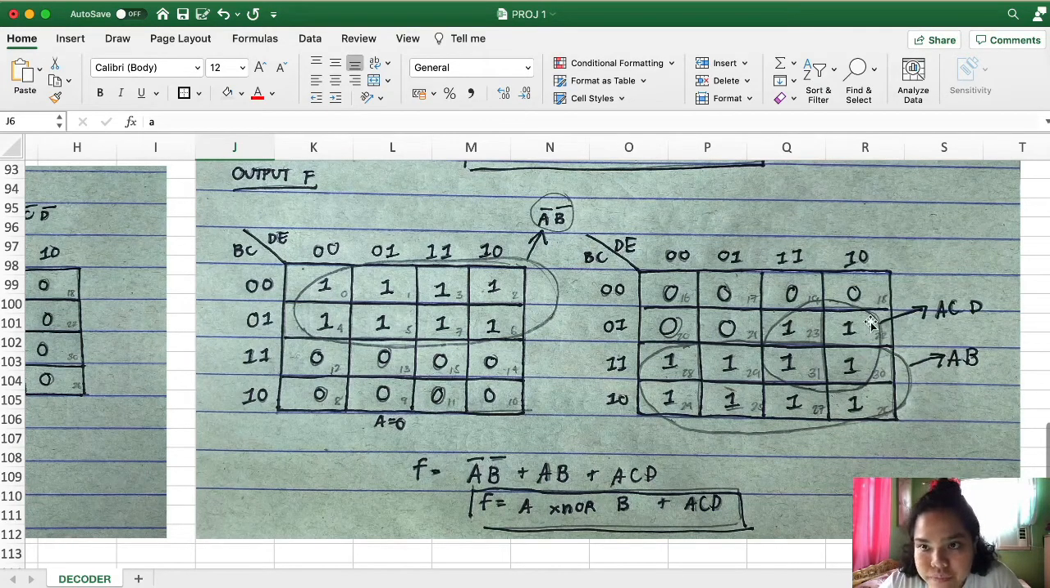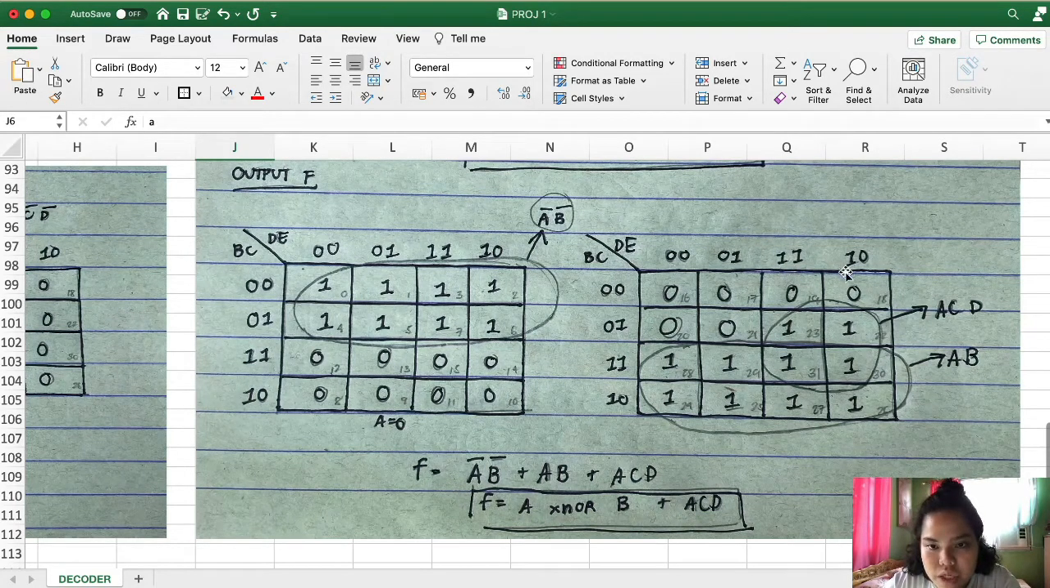Then over here, for our last grouping, we have 4 members, and A is also not cancelled out because there's no other grouping similar to that here on our left matrix. For our row, the unchanged literal is C and the unchanged bit is 1, so C will remain as is.